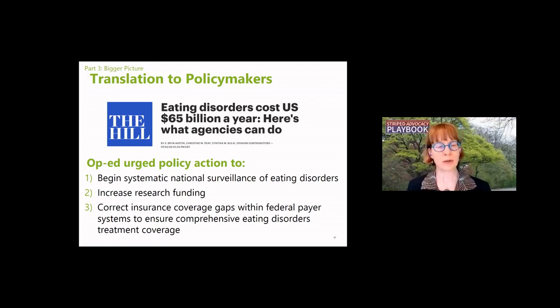Also, increase in research funding and correcting insurance gaps. I talked about how families are having to cover a lot of the gaps because the healthcare system is not providing the care. That some of that is due to gaps in insurance coverage, where eating disorders are just written out, that they won't be covered sometimes. It depends on the insurance plan.